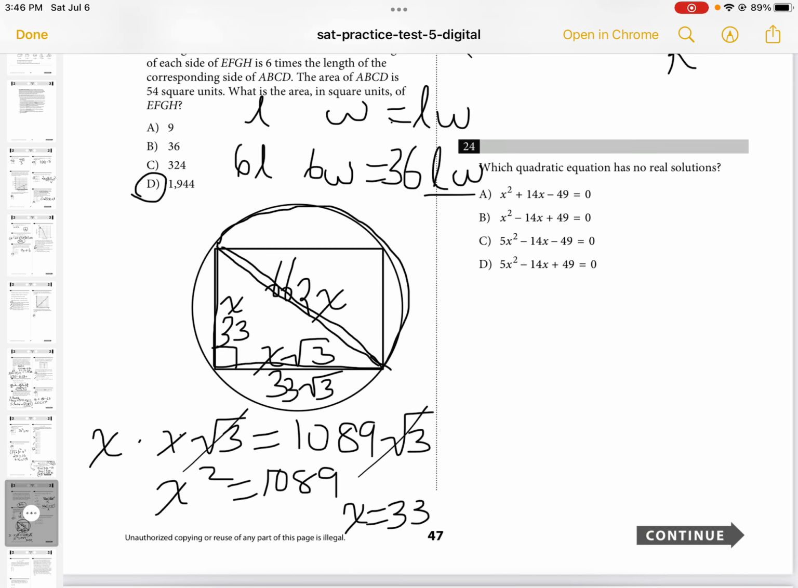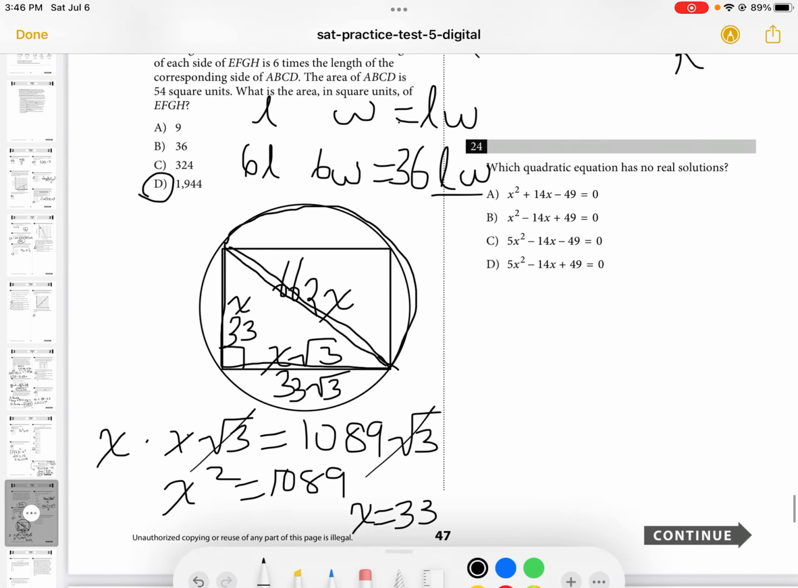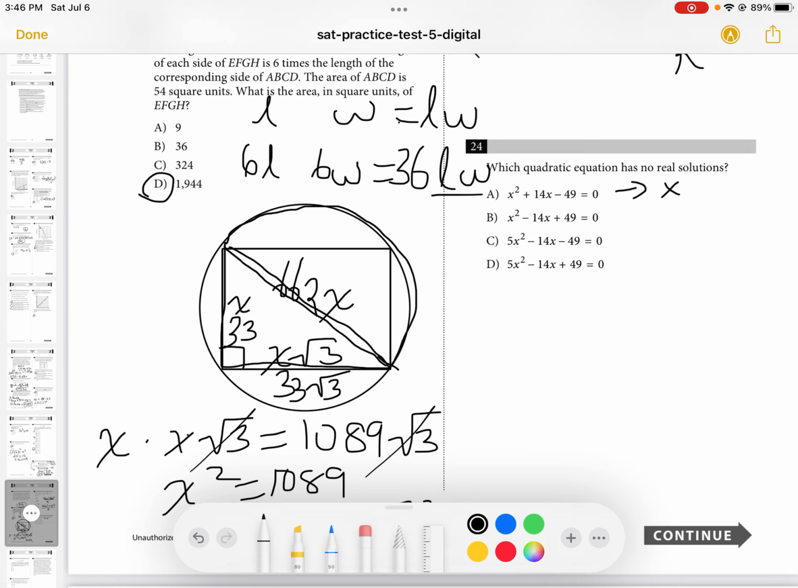Which quadratic has no real solutions? Okay, so we have to look at the discriminant in order to determine if it has real solutions or not. So the discriminant of A is 14 squared, so b squared minus 4 times 1 times negative 49. This is positive, so it has real solutions, so it's not A. Now B factors as x minus 7 whole squared, so it has real solutions, so it's not B.